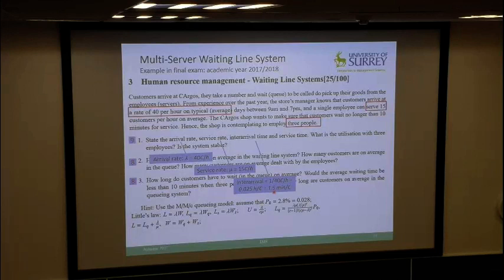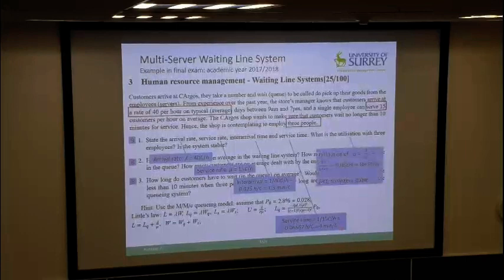The next question is the service time. If we know the service rate, we should know the service time for 1 single customer. So 1 divided by the service rate is 0.0667 hours, which is hard to understand. If we convert it to minutes, that's roughly 4 minutes per customer. So for every customer, we need 4 minutes to serve him.